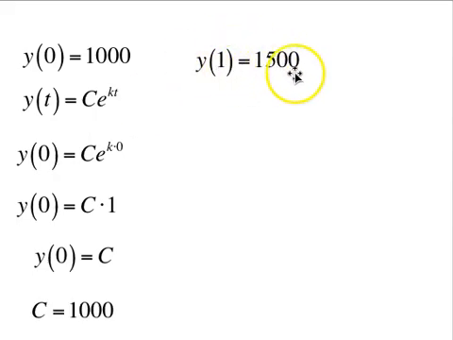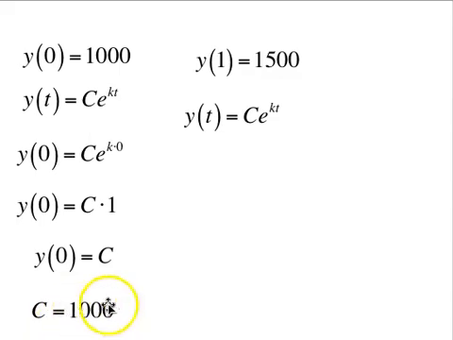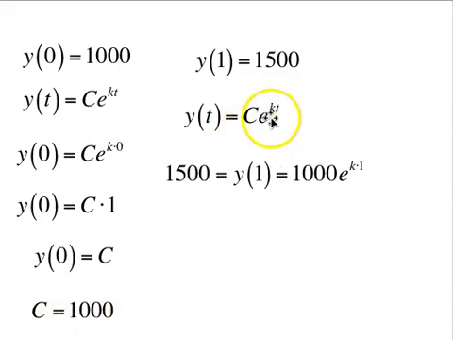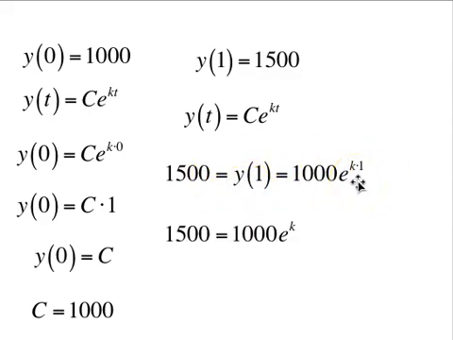Over on this side, y of 1 is 1,500, and again we're starting with y of t equals Ce to the kt, but we know that C is 1,000, so we'll replace that. We also know that when t equals 1, the answer is 1,500. So you have 1,000 times e to the k times 1 equals 1,500. So we're going to divide both sides by 1,000 here, and we're going to get 1.5 equals e to the k.